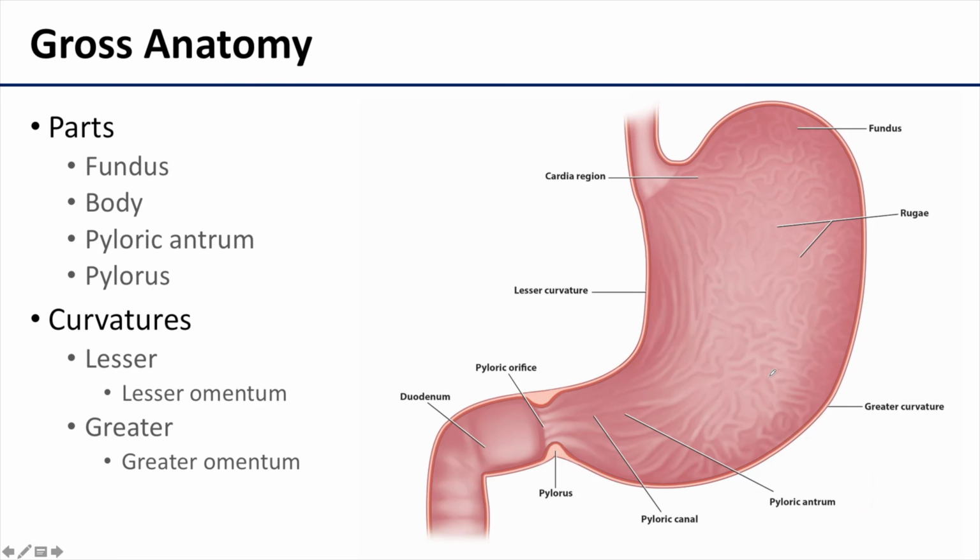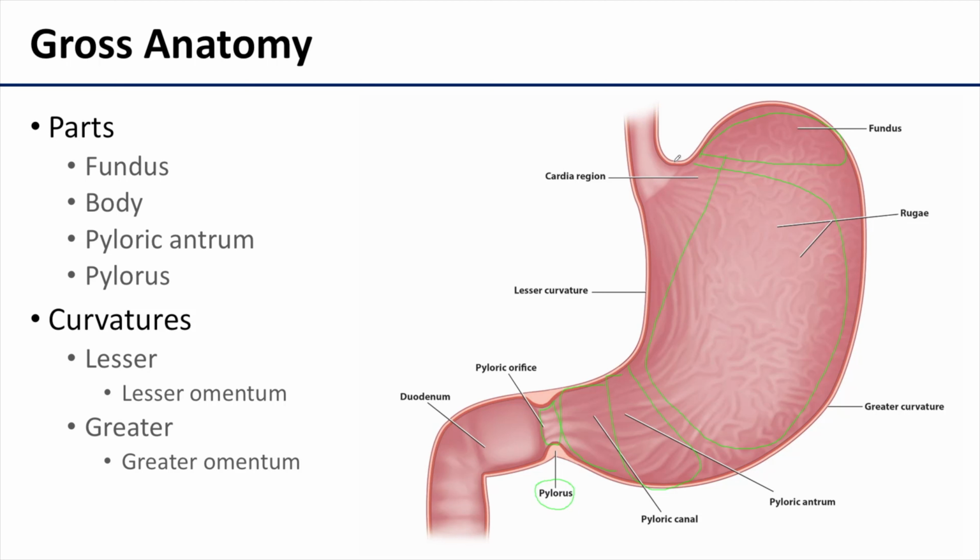When we look at the gross anatomy of the stomach, we see that there are several different parts. There's the fundus, or the roof of the stomach. There's the body of the stomach. There's also the pyloric antrum, which feeds into the pyloric canal, which then narrows into the pyloric orifice, which is surrounded by the pylorus. And that pylorus is the sphincter that regulates the movement of chyme into the duodenum.